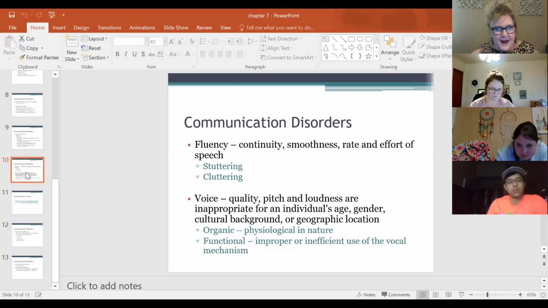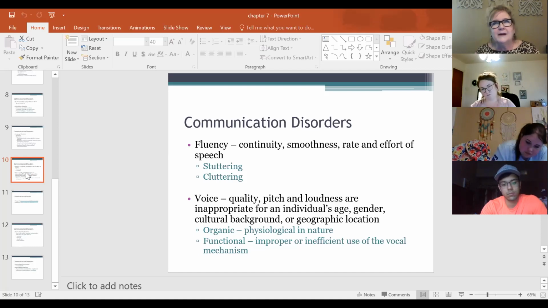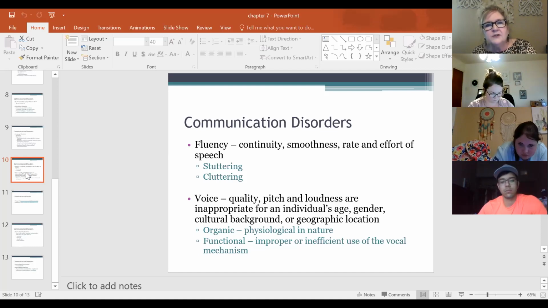Cluttering is a faster disorder where the words are getting on top of each other and are jumbled. Both of those, though, are fluency disorders, having to do with the continuity, smoothness, rate, and effort of speech. Once they do get those words out, there's no problem with the actual word. It's not an articulation problem, it's a fluency issue.